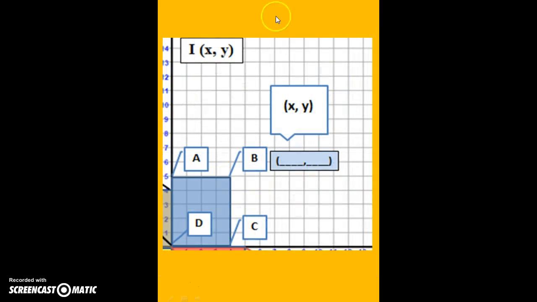In the first quadrant we have a rectangle, and we're going to focus on one point of that rectangle and see how rotating the entire rectangle affects that one point. We're going to look at point B, and point B right now is at (4, 5).